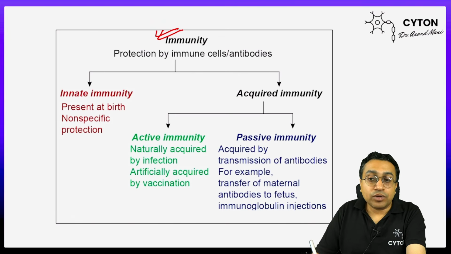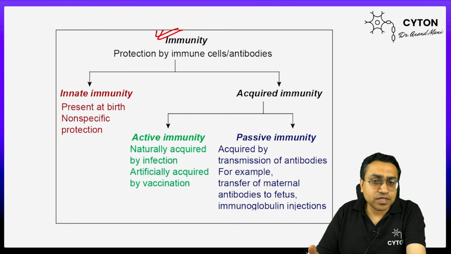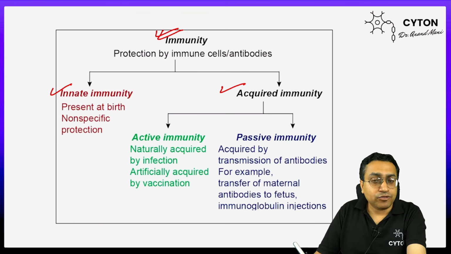Immunity, this is the last. Immunity is the ability of the organism to resist a particular infection or even a toxic substance with the help of antibodies or activated white blood cells. There are classically 2 types of immunity, innate immunity and acquired immunity. This you will study in more detail in pathology and physiology also.